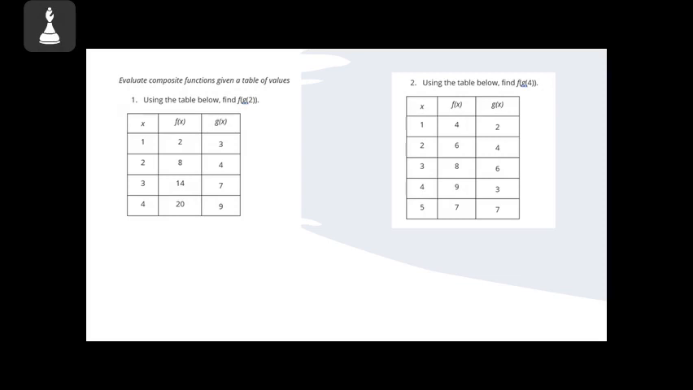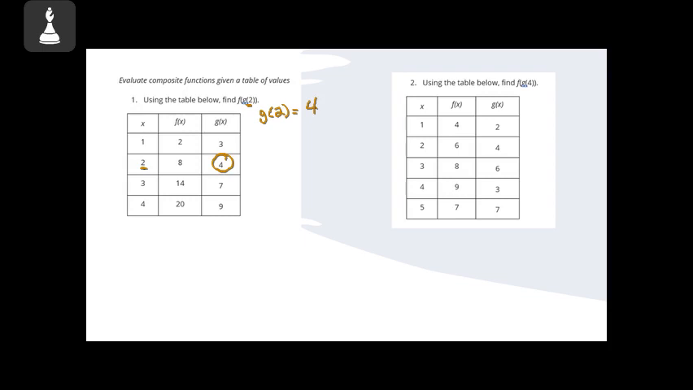This first problem says find f of g of 2. What I'm going to do first is the innermost piece, which says g of 2. So what I need to do is find g of 2. What that means is find the x value of 2 and tell me what the function g's result is, which is 4. So g's function evaluated at an x value of 2 gives me 4.